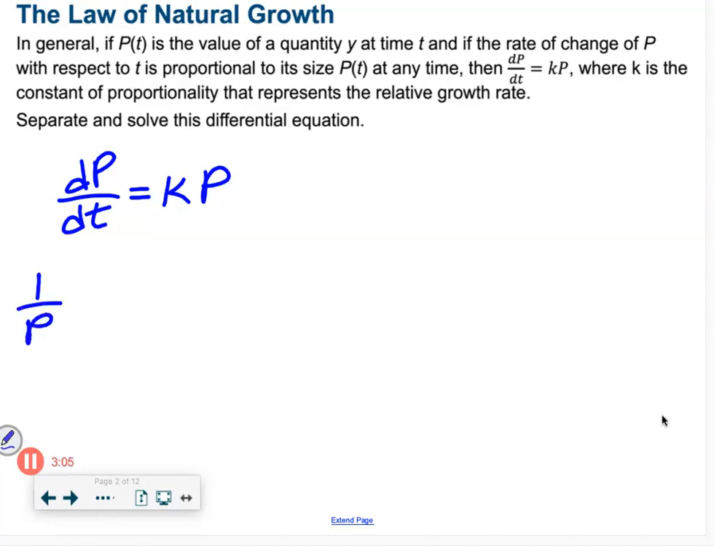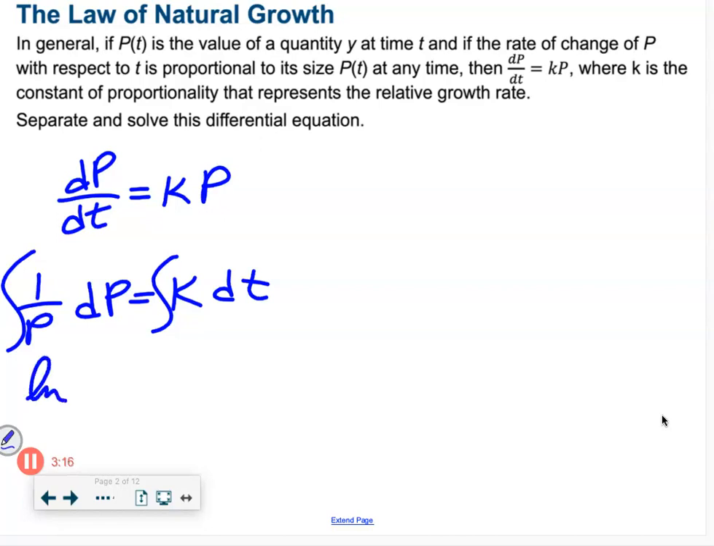Move the P to this side: 1 over P dP equals k dt. What's the antiderivative of 1 over P? ln P. Normally it would be ln absolute value of P, but if P represents a population, then you don't need the absolute value because populations won't be negative. Now, you can leave the absolute value if you want, but when you drop it, you're going to get a positive anyway, so you might as well just keep it positive. All right, so ln P equals, what's the antiderivative of k dt? kt plus C.